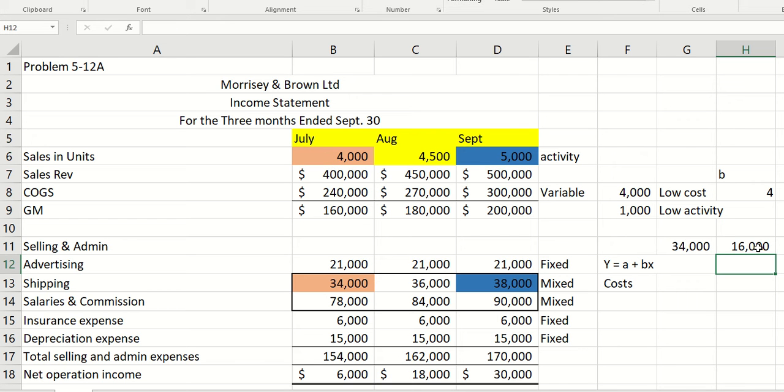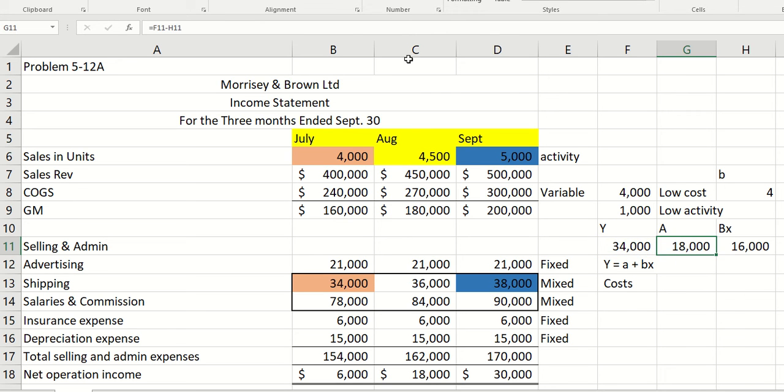Right? So this is my Y. I don't know my A, but I figured out my B times my X. So the 4 times the X. The X was the 4,000. So to solve for A, this is Y equals A plus BX. I would minus my BX over here because I've already multiplied it. I would minus it and solve for A.